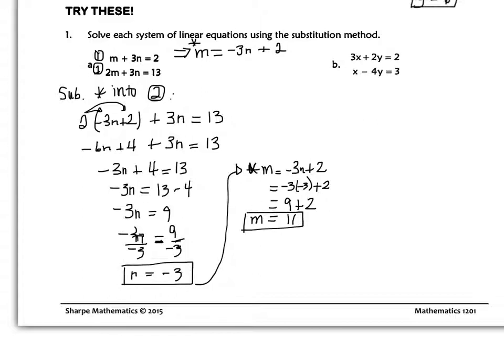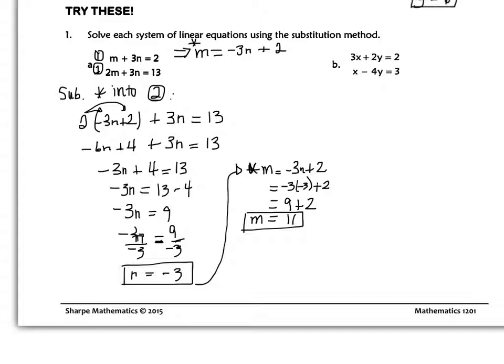And you can go back and quickly plug in to both equations. If m is 11 and n is negative 3, the first equation will give you 11 plus 3 times negative 3 is 11 minus 9, which is 2, so it works in the first equation. And the second equation, 2 times 11 is 22, plus 3 times the negative 3 is 22 minus 9, which is 13. So we know we've got the right solution because it works in both equations.